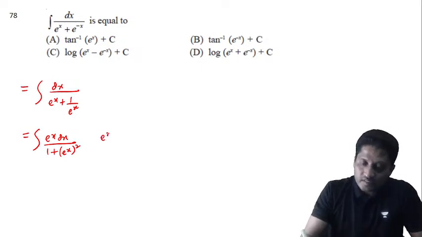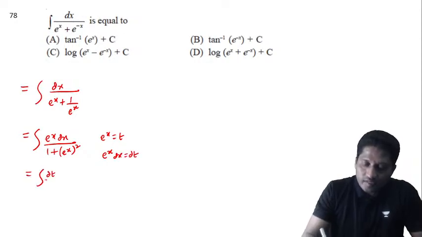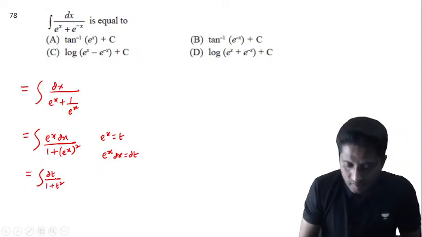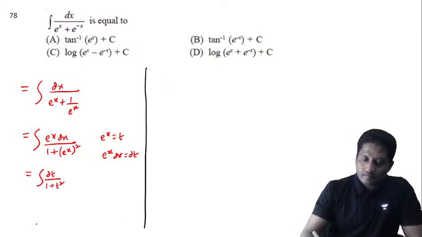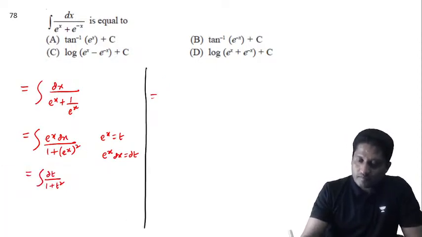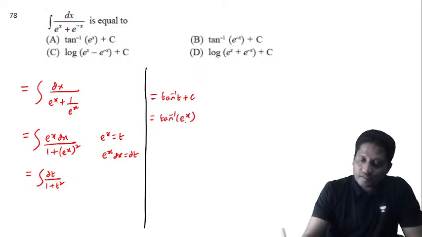I put e power x equal to t. Differentiation of e power x is e power x dx equal to dt. This is dt divided by 1 plus t square. Integration of 1 by 1 plus t square is tan inverse of t, plus c. So tan inverse of t, with t being e power x, plus c. Answer is option A.